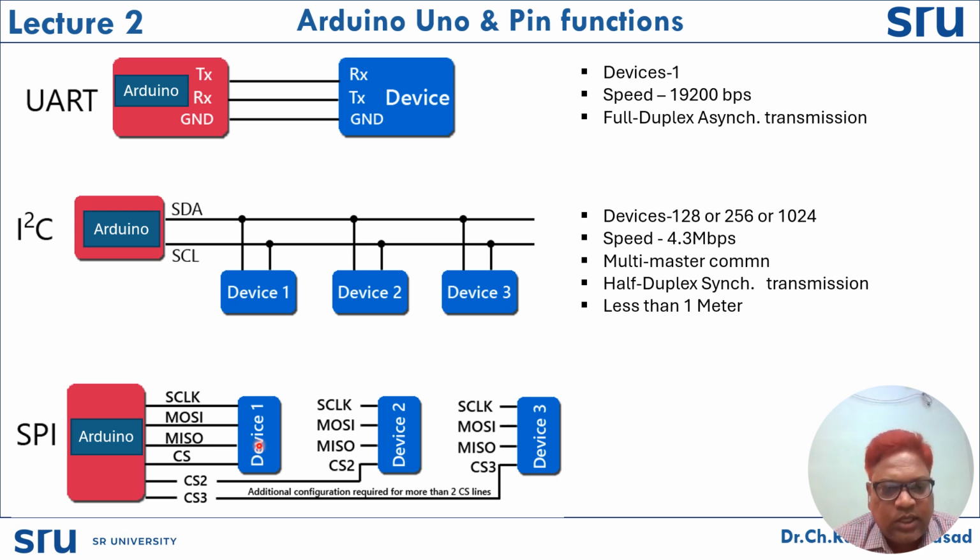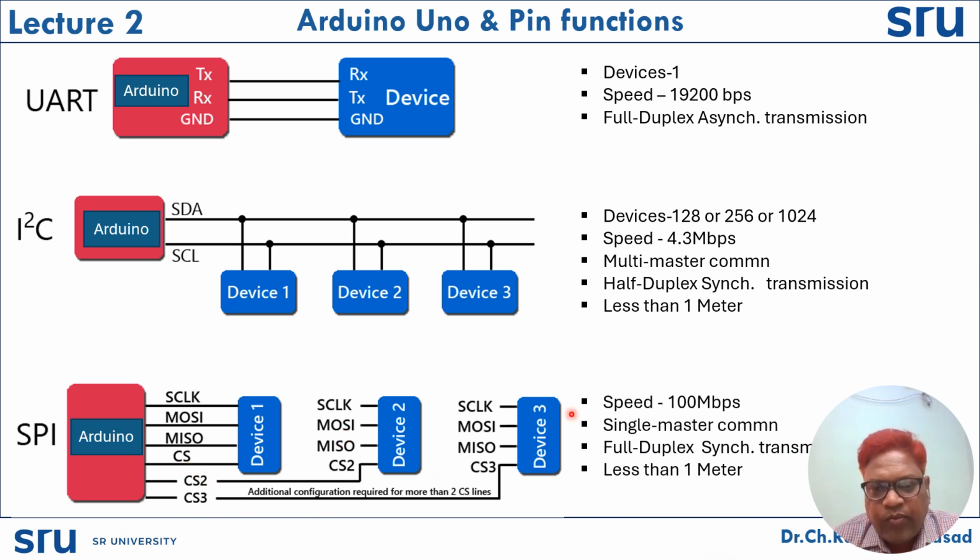But the SPI protocol allows you to connect multiple devices at the cost of hardware pins. As the number of devices increases, the hardware complexity increases. The number of chip selection lines on the board will be increased. So that's why it has hardware complexity, but the speed of operation is up to 100 megabit per second, but it is a single master communication.